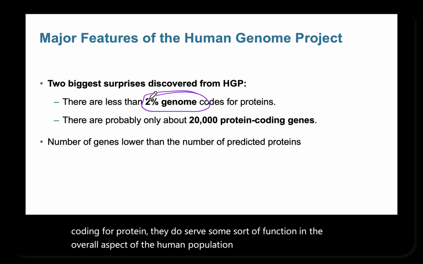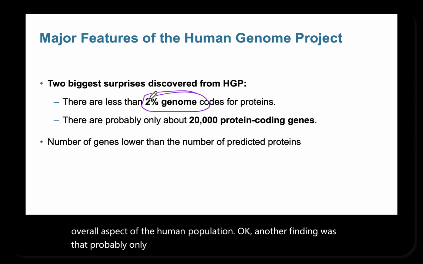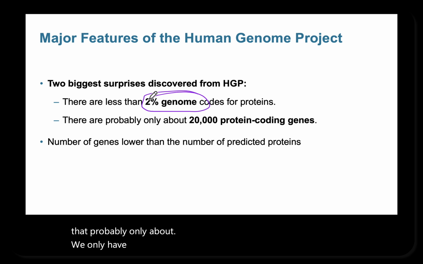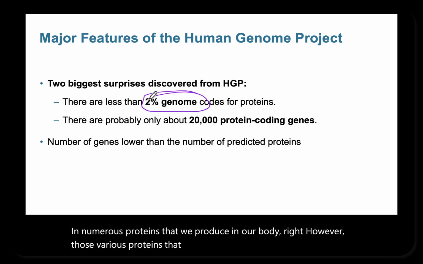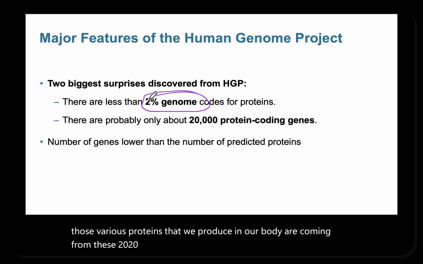Another finding was that probably we only have about 20,000 protein coding genes. So you can think of the innumerable proteins that we produce in our body, right? However, those various proteins that we produce in our body are coming from these 20,000 protein coding genes. So this was very kind of unexpected for scientists, right?